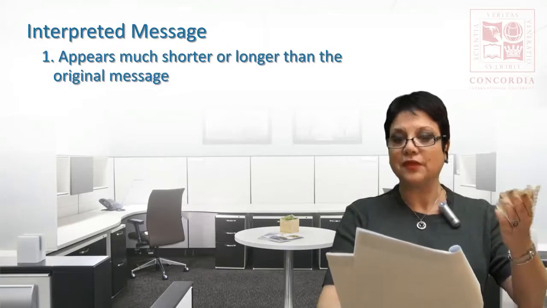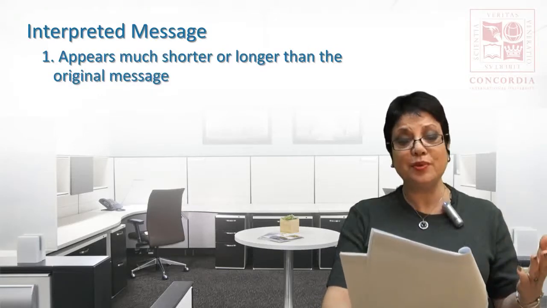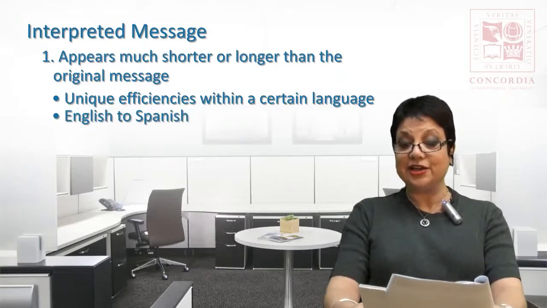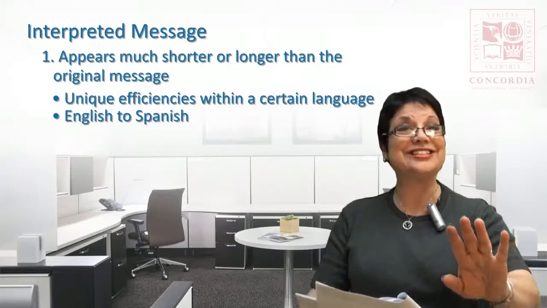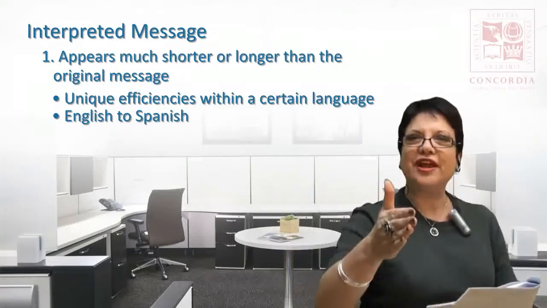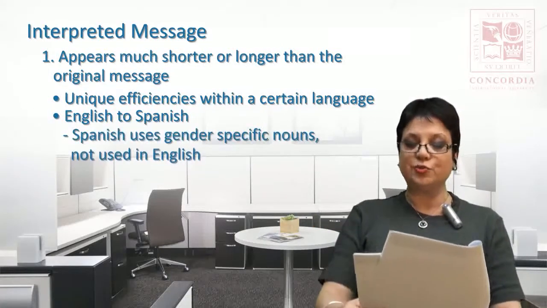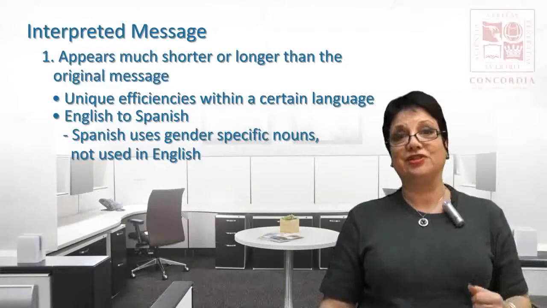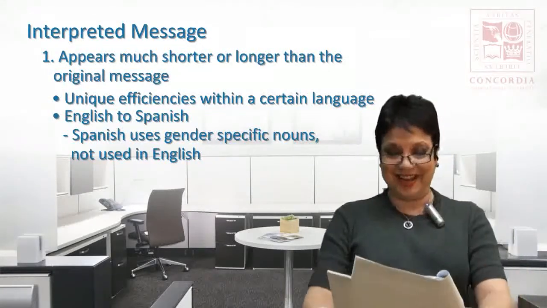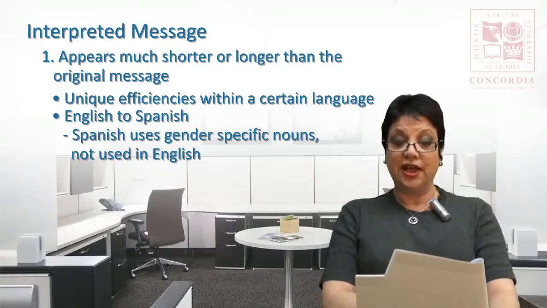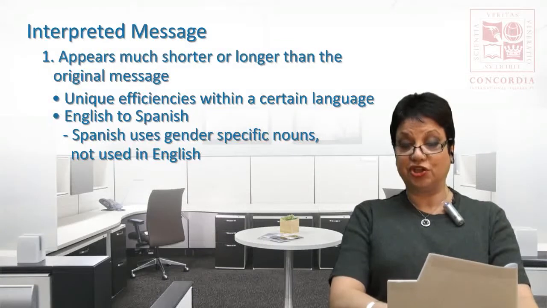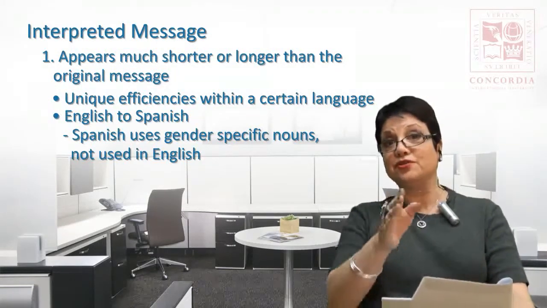Another unique situation is when an interpreted message appears much shorter or longer than the original message. The message may appear shorter at times because of the unique differences and efficiencies within a certain language. English to Spanish is a prime example. I don't speak Spanish, I can only sing in Spanish, but I have a bit of an idea through French how the grammar actually works. Spanish uses gender-specific nouns. Oh God, German has 3 of them, 3 articles. At least French and probably Latin languages have le, la, and English is just the. That's nice. Such gendered forms are not used in English, which convey information in a more condensed package, thus requiring more words and time in an English interpretation to provide the same plethora of information because of those differences.